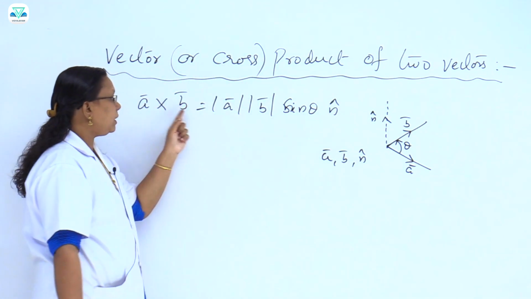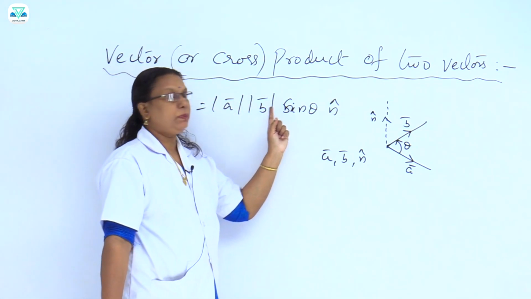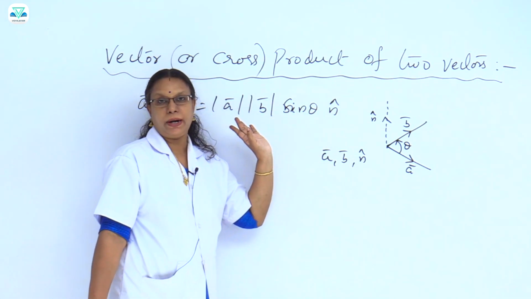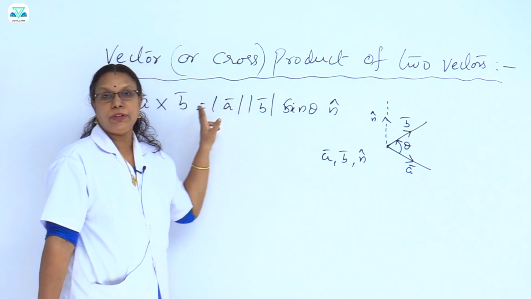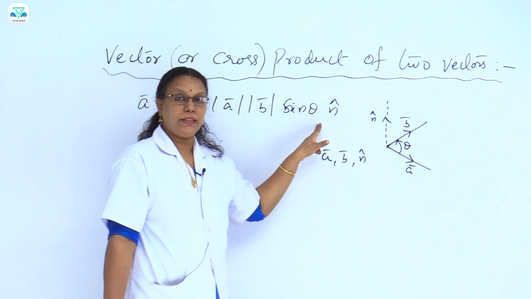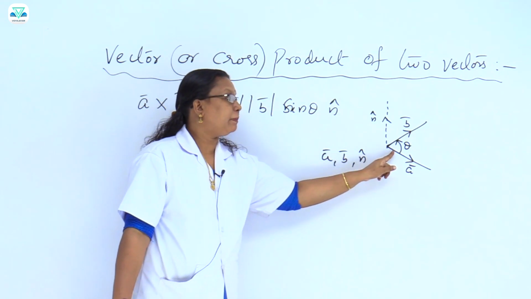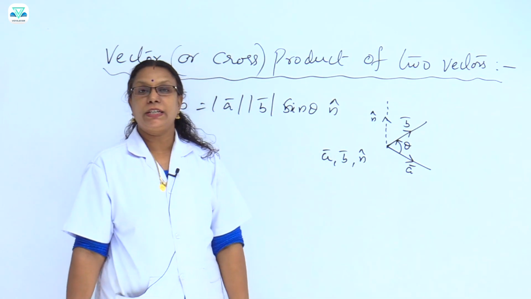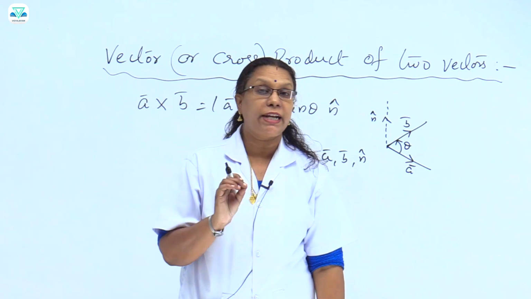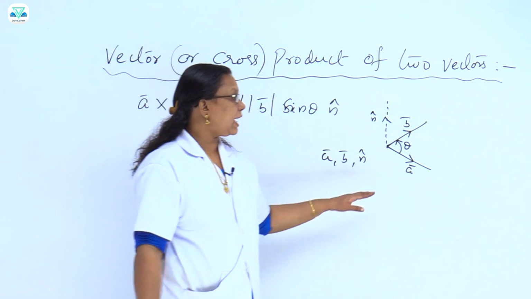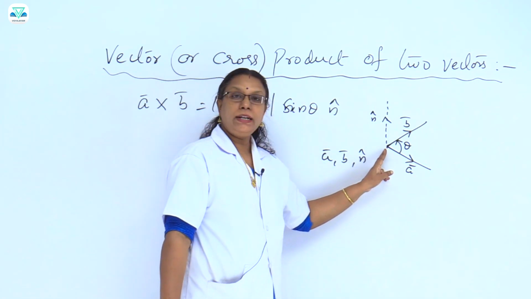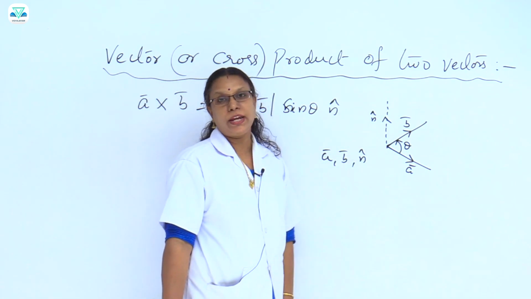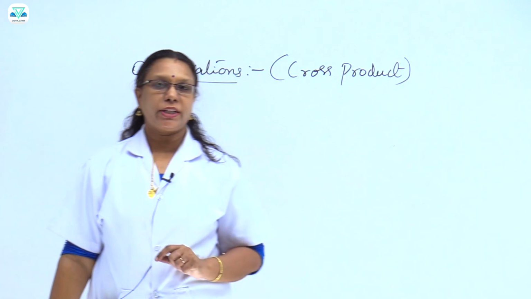So A cross B is modulus A modulus B sin theta into n cap. Here you have to remember that theta is the angle between A and B, and n cap is the unit vector perpendicular to vector A and vector B, so that A, B, n form a right handed system which moves in the direction from A to B. A cross B is in the direction of n cap. So that is what the vector product is.